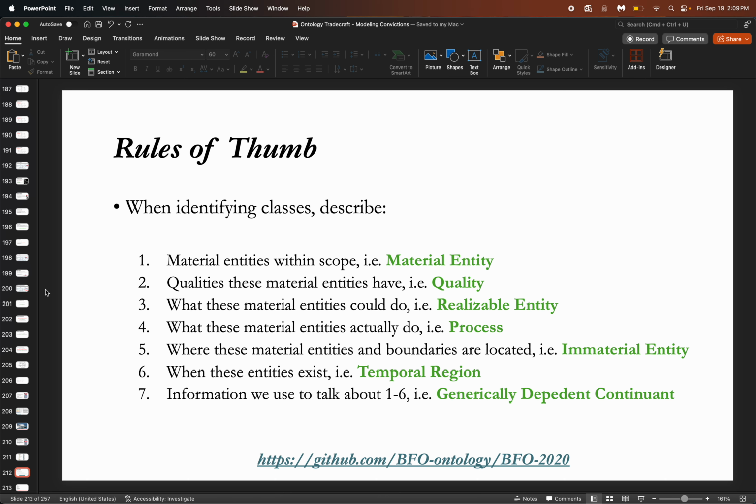When you're identifying classes, here's what I want you to do. Follow this recipe. Start with material entities. Identify those. Then move to qualities. Then realizable entities, i.e. what the things you've identified as material entities can do. Then what they actually do. And then where those things live and where their boundaries are located. And then when they exist.